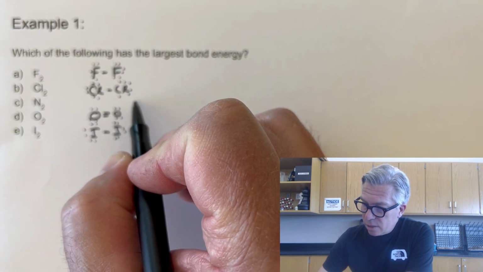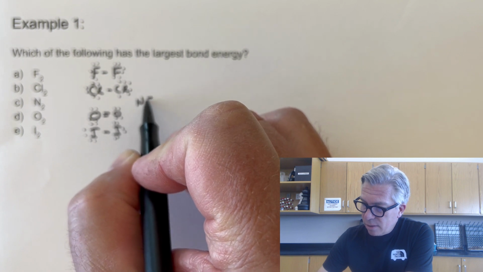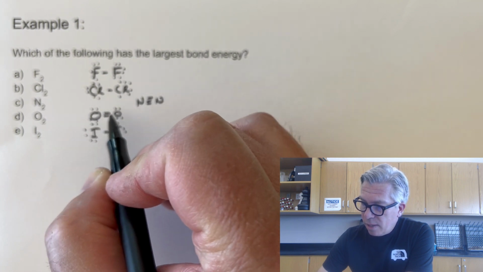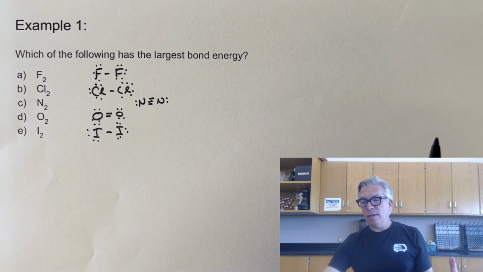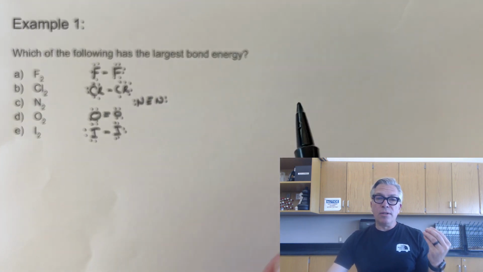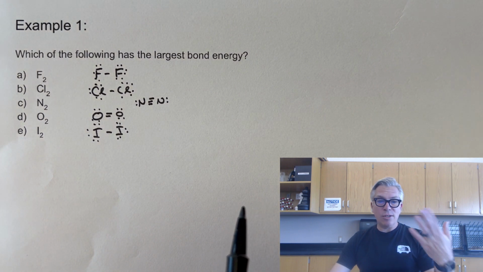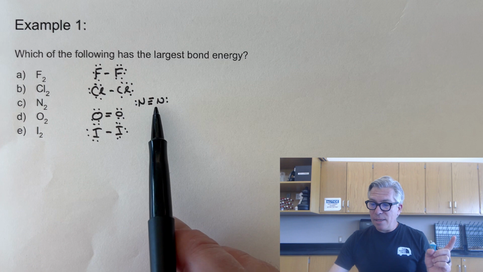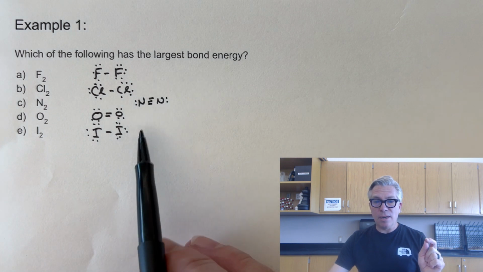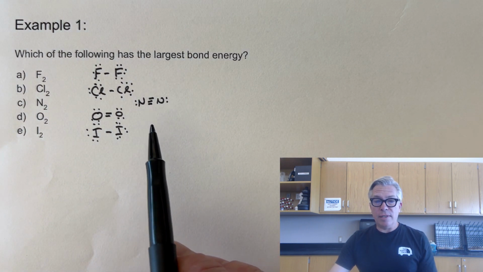And nitrogen, I'm going to slide it over here. Nitrogen has 10 electrons, and the only way to make it work for both atoms is to make a triple bond. So nitrogen is triple bonding. Yes, you're breathing that in, you're breathing it out. Your body doesn't know what to do with it. But it's triple bonded, and that means it has the largest bond energy of all 5 of these.